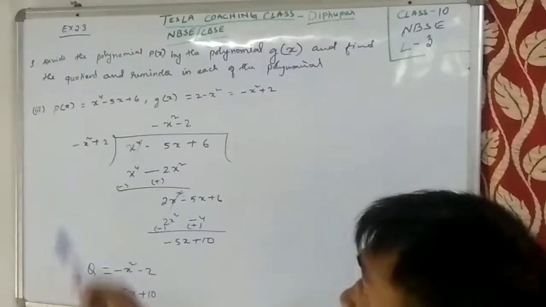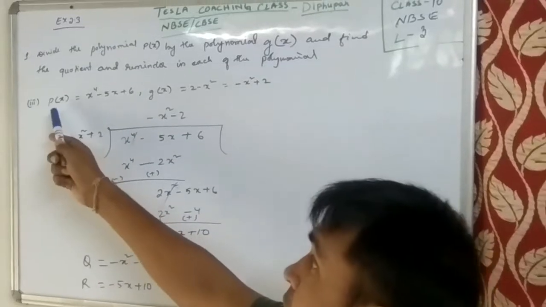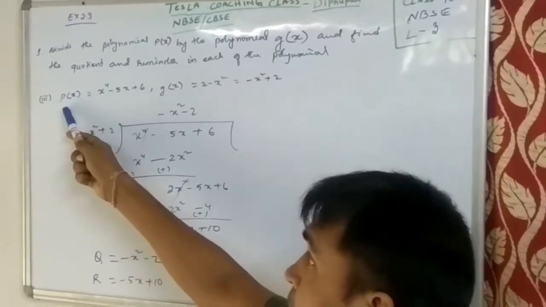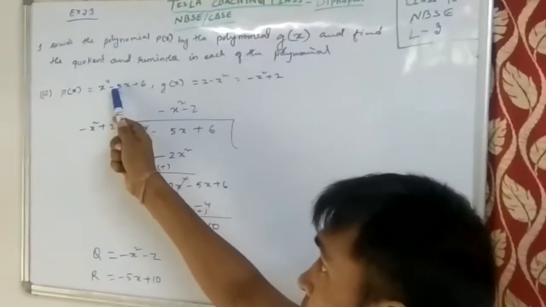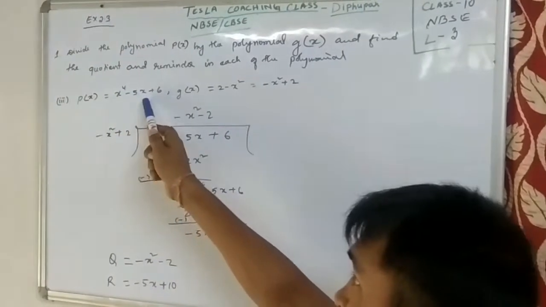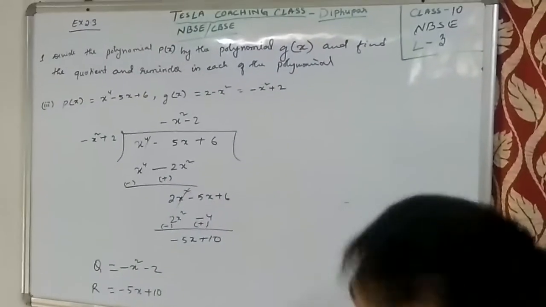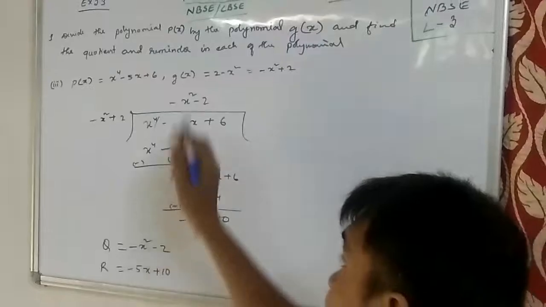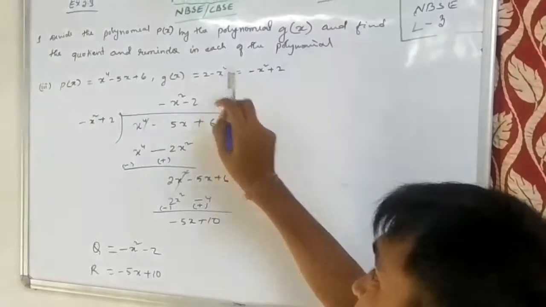Second question, third question, sorry. So here it is, the p of x is given what? p of x equal to x to the power 4 minus 5x plus 6. We have written it. This is given in the question. And g of x here is given as 2 minus x square.